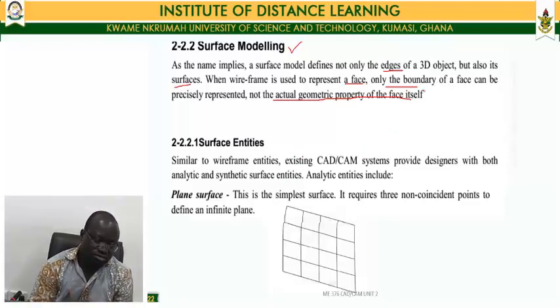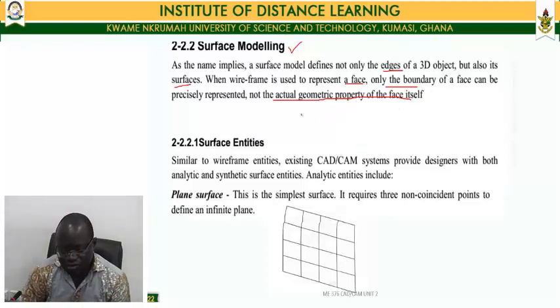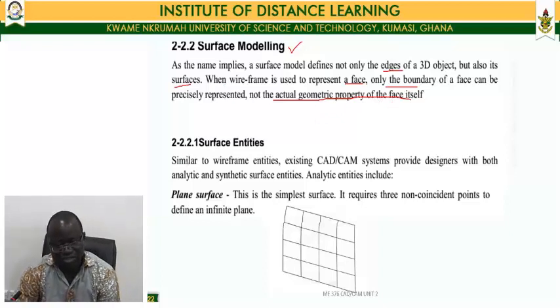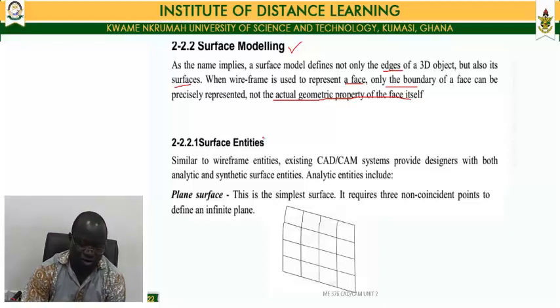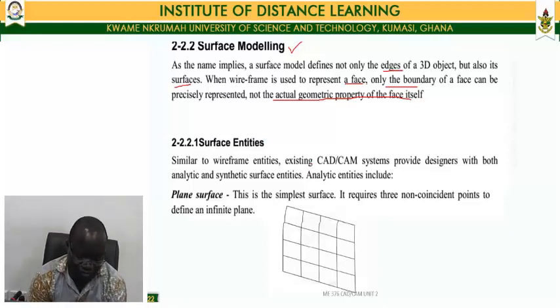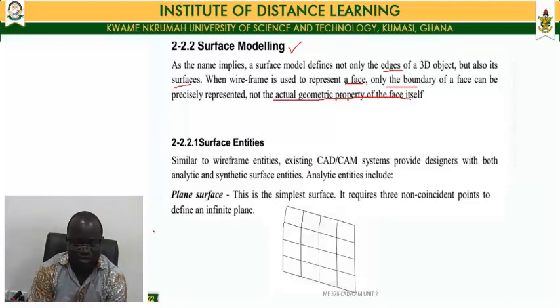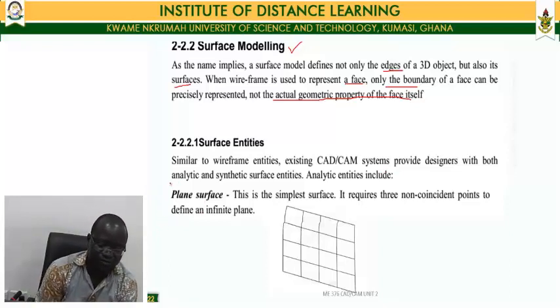Okay, now under surface modeling, we can look at a number of technologies or a number of entities here. That is, what we call surface entities. Similar to wireframe entities, existing CAD/CAM systems also give the designer both what we call analytic and synthetic surface entities. Now, the analytic surfaces are basically surfaces that can be described by surface equations. And we have the first one called a plane surface.